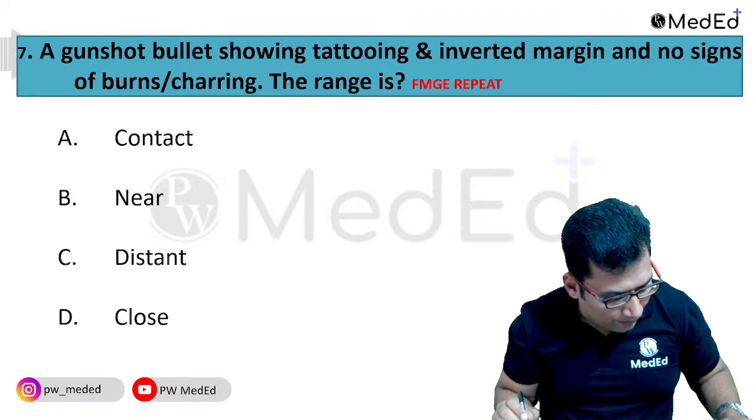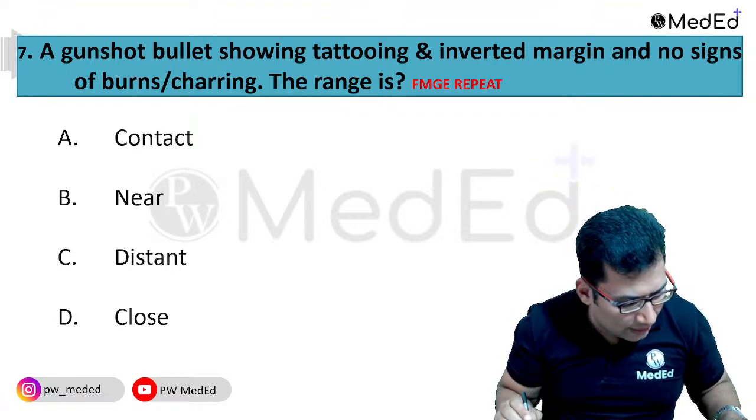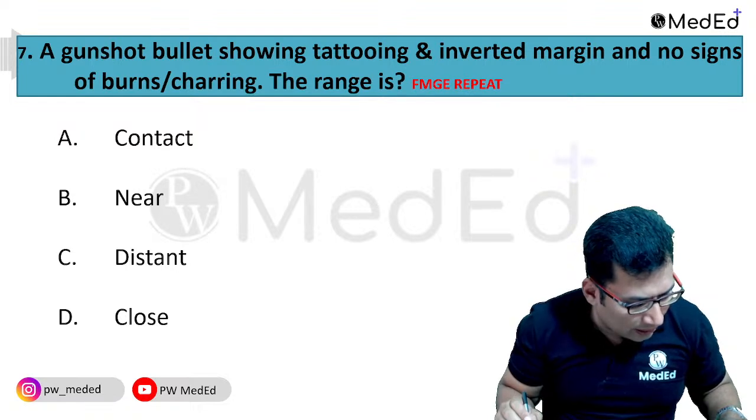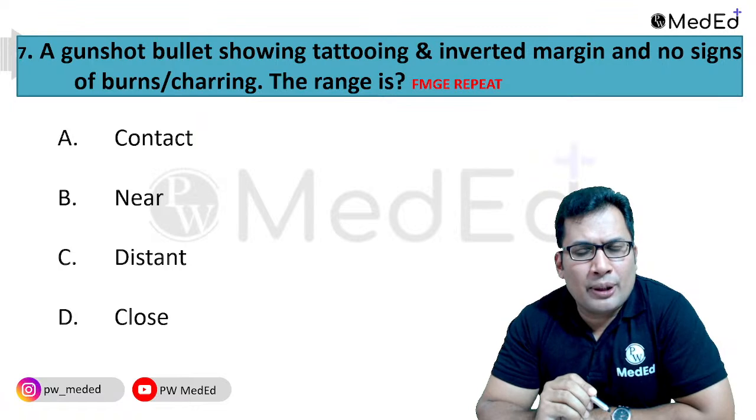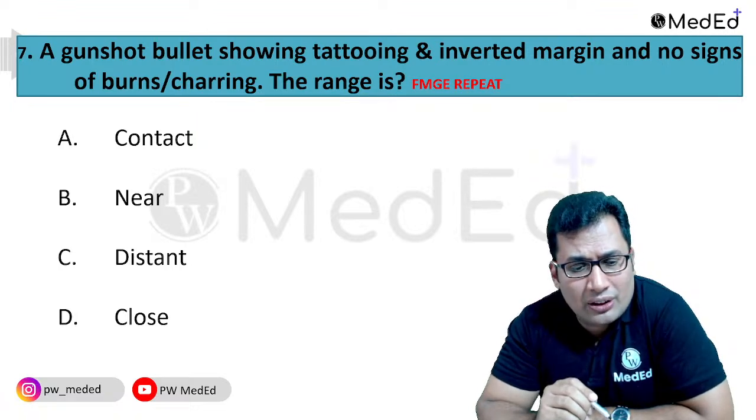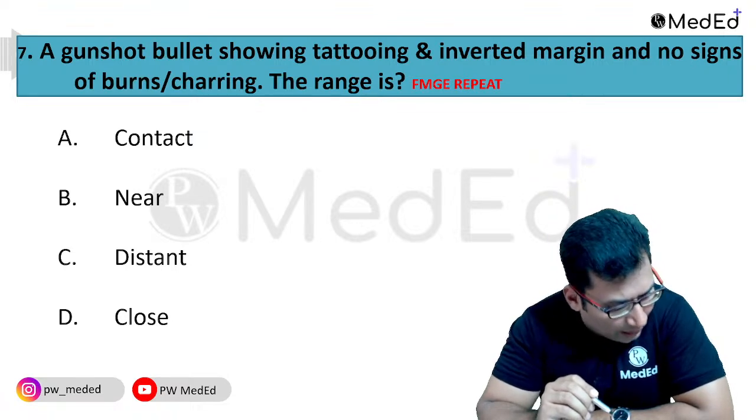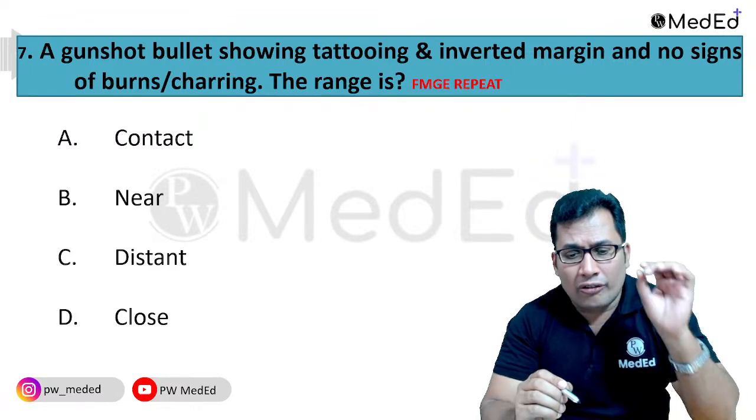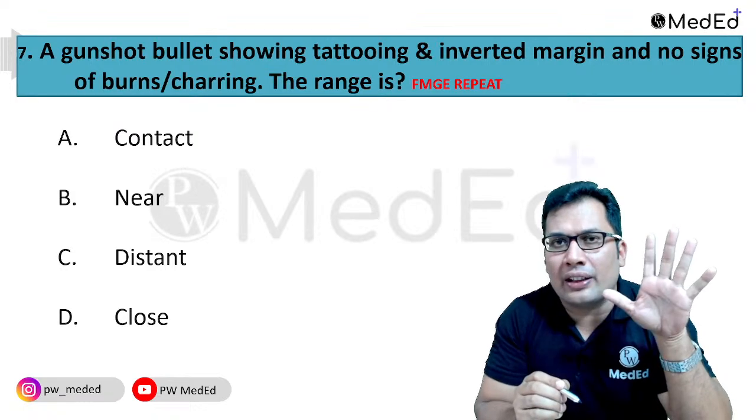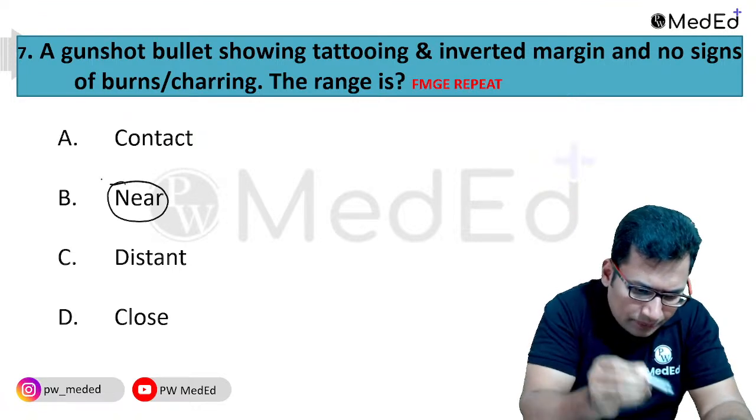Yes, Gaurav Krishna, this is useful in your NEET PG also. Try this. The patient is showing tattooing, inverted margin, and no signs of burns and charring. So what is the answer? Very good, Farah Ahmad, a very good answer. Whenever the word tattooing is there, your answer should be near shot. So the answer for this question is near shot.